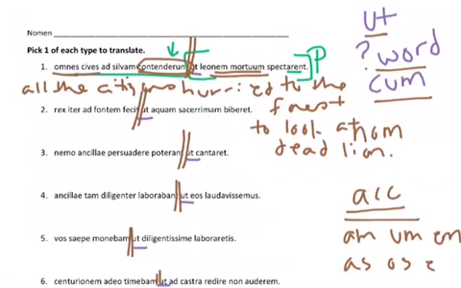Now, let's do number 5. Vos saepe monebam ut diligentissime laboretis. Okay, so today I have an ut. So my question beforehand is, does it have a so word? So does it have a tam, talis, tot, ita, sic, adeo? No, it does not. Now it has monebam.